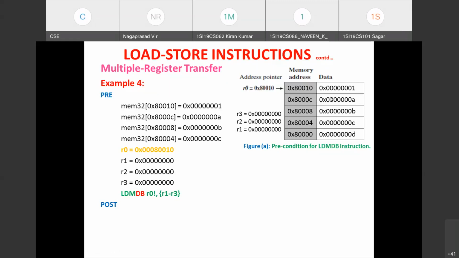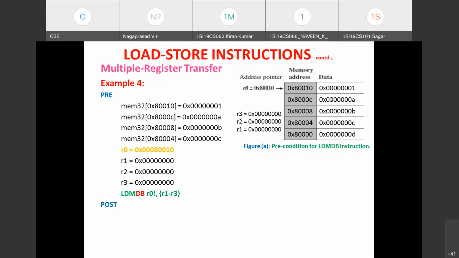Data fetched from a higher address will be stored in a higher register. The next data fetched from the lower address will be stored in the next lower register, and so on. Nowhere is it explained in your book. So I've made an analysis of all this, and that's why I'm telling you this information. You should not get confused.